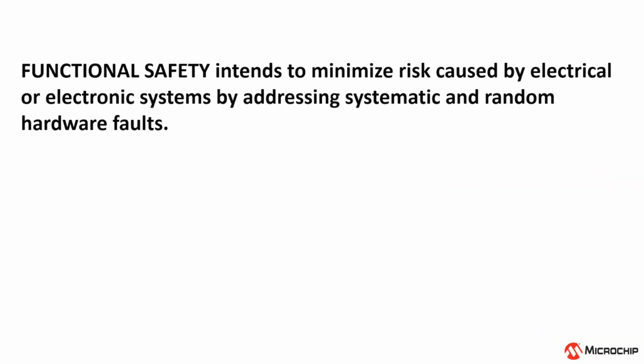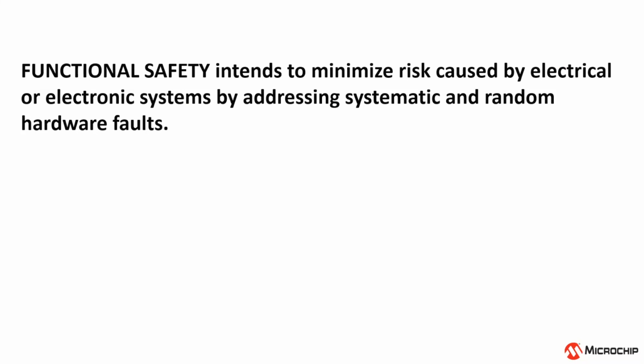We'll start out with a definition of functional safety. I hope that's not too high level, but it's important to get everybody on the same page. Functional safety intends to minimize risk caused by electrical or electronic systems by addressing both systematic concerns and random hardware faults. By minimize risk, I mean minimize risk to people, so we're trying to reduce the harm, either directly by the system or indirectly by damage to the environment.